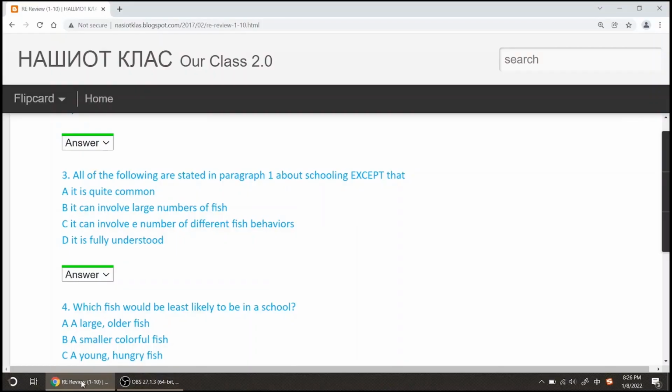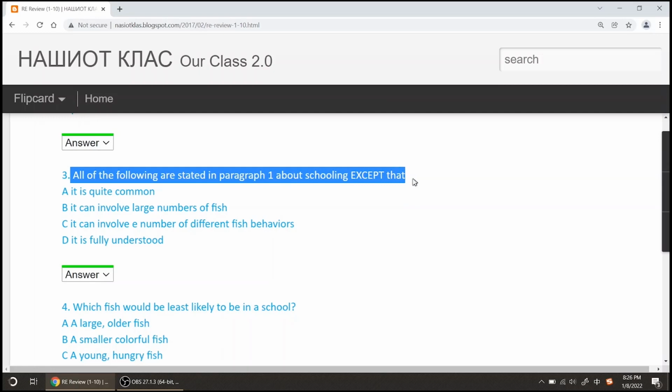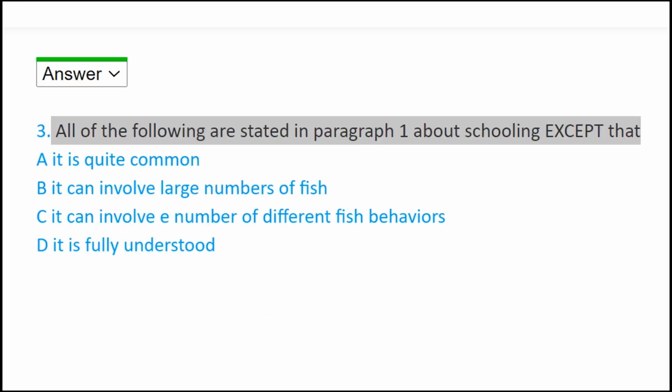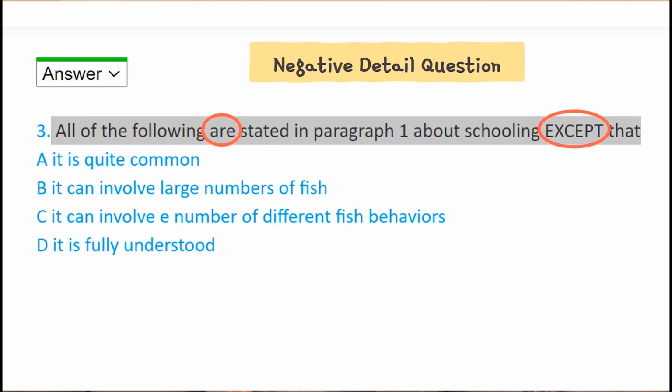Let's get started. Question 3. All of the following are stated in paragraph 1 about schooling, except... When you see the keyword "are except," you need to know this is to find something wrong. This is a negative detail question. Find the answer with the wrong information. Check out the answer choices first and get the keywords.